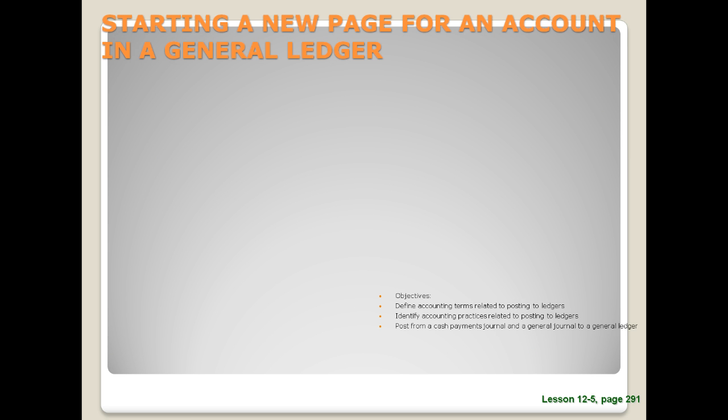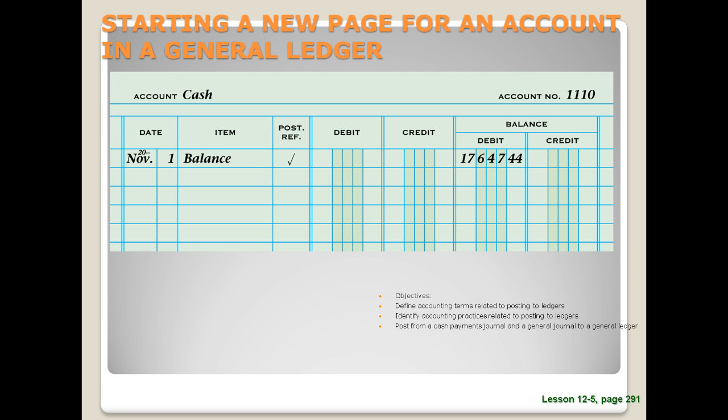So we are going to start out with starting a new page for an account in a general ledger. So we know that this is what a general ledger page looks like, right? This is from Chapter 5. This is just our general ledger. If this was going to be our accounts payable ledger, this would say vendor and vendor number. If this was going to be our accounts receivable ledger, this would say customer and customer number. But it doesn't. It says an account number.